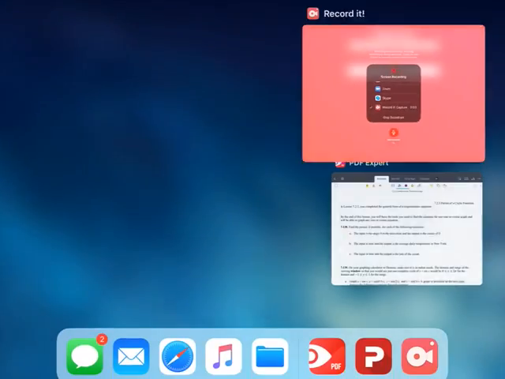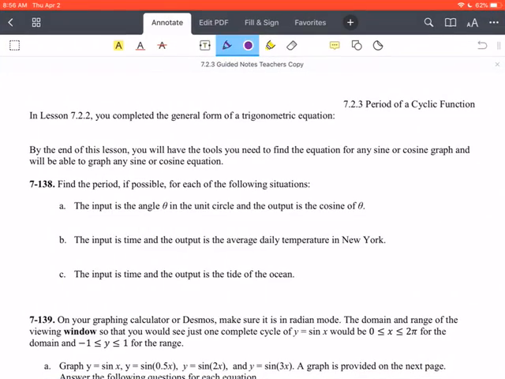Hello, Algebra 2. We are going to do lesson 7.2.3 right now, and we are going to dive deeper into this idea of the period of a cyclic function. Remember, cyclic functions are functions that repeat over and over again, and most of the time that is within the realm of trigonometry, so sine, cosine, and tangent.